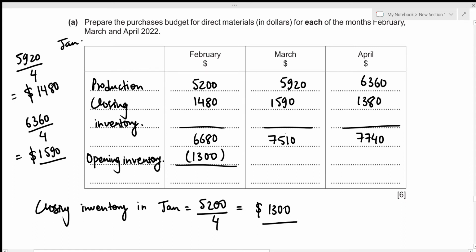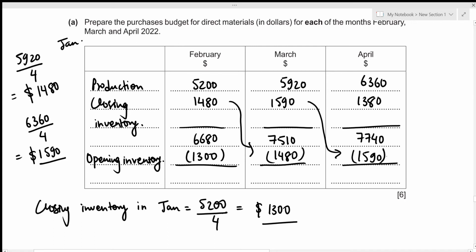Now for the month of March, the opening inventory is going to be the closing inventory for the month of February. So that's just 1,480. So we repeat the same process for April. That's just going to be the closing inventory for the month of March, which is 1,590.